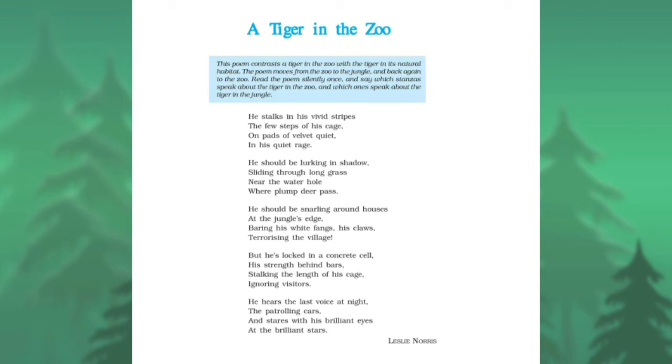He should be lurking in shadows, sliding through long grass. He should be lurking. Lurking means to hide in order to attack its prey. The first stanza is the situation where the tiger is in the zoo. Now the second stanza, if the tiger is in its natural habitat, in the jungle, then what is the tiger supposed to do? The tiger is supposed to hide behind the shadow in order to catch its prey, isn't it? The tiger is supposed to slide through long grass.